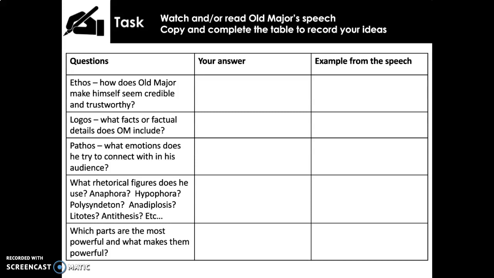So at this point, you might want to have your notes available to you from previous lessons, the bits that you've written down, so you can see these features in use. And which parts are the most powerful in your opinion and what makes them powerful? So guys, in a minute, you're going to pause and you're going to get this table written out. Two things.